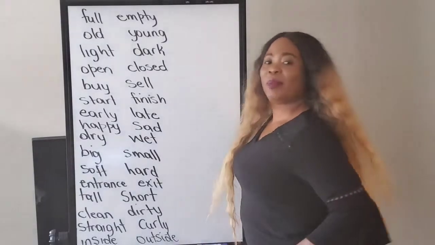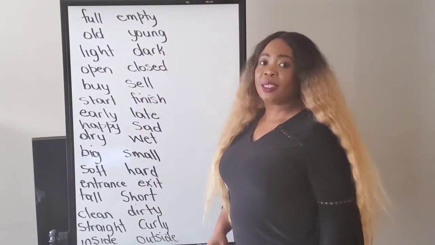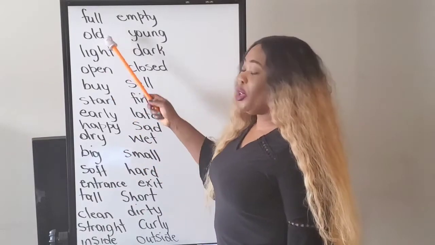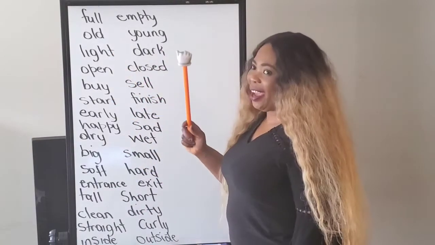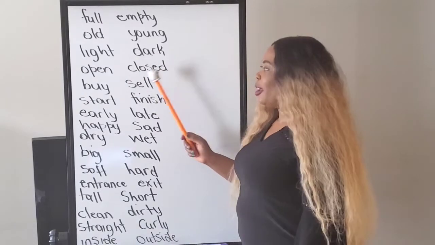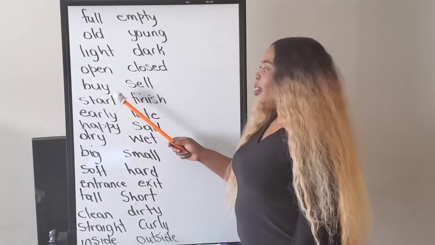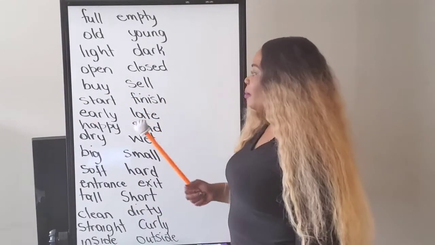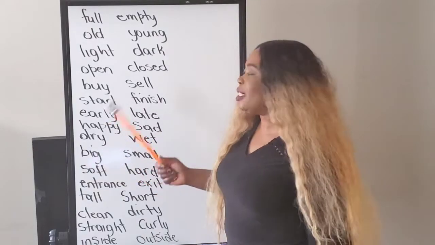All right, my geniuses, we have full, empty. So the glass is either full or it's empty. Then either you're old or you're young. It can be light or it's very dark. Either you open the door or you close the door. Now, you could either buy something or you're selling something. And if you start, the opposite is finish.